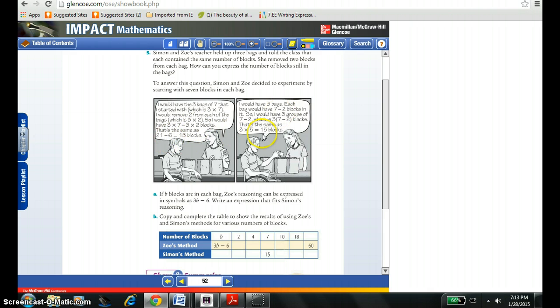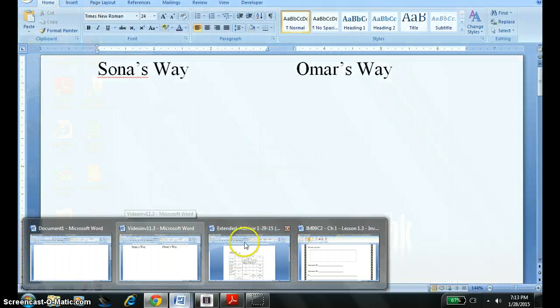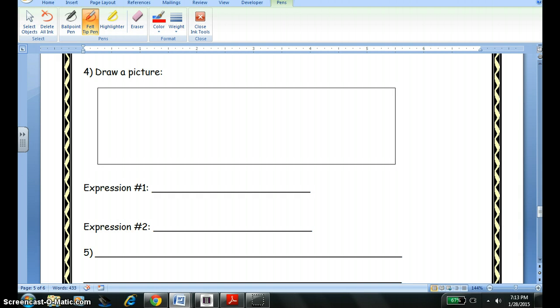Whereas Simon says he's going to figure out how many blocks there are once he removes the blocks from each individual set, and then multiply by 3. So he has 7 blocks, he takes out 2, he has 5, he takes the 5, and he multiplies that times 3. So those are the 2 different ways to look at subtraction now when you're dealing with the distributive property. And if you take a look here, I'm going to look at just the table. I'm going to walk you through that quickly, and then I'll show you one thing on the exercises, and then that'll be the end of this one.